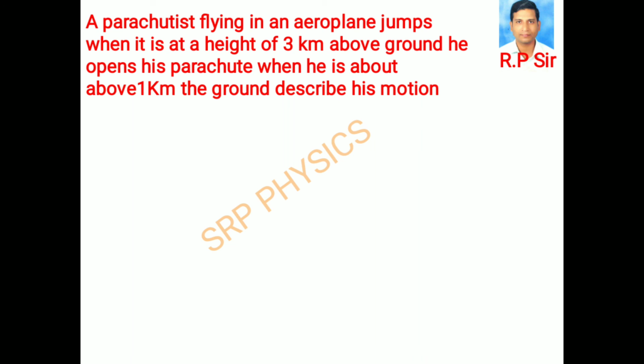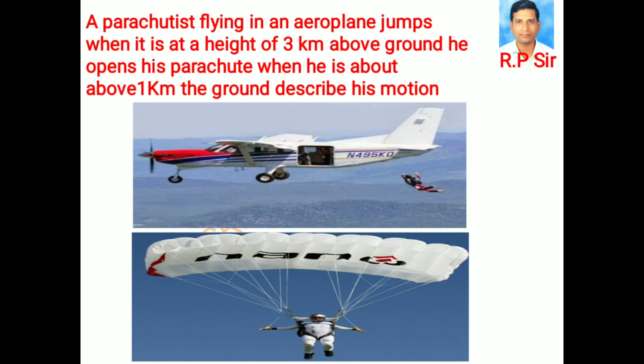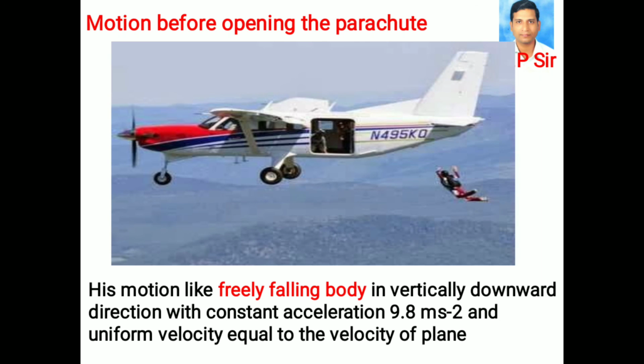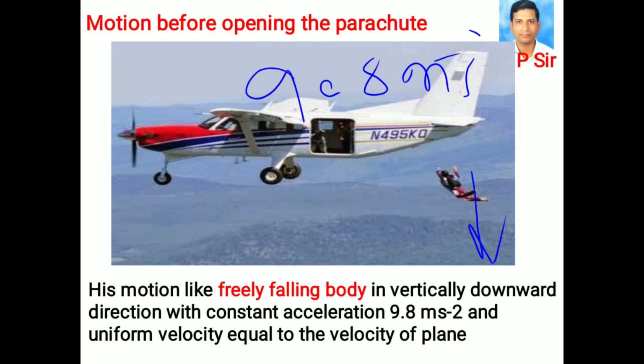Let us discuss one more question. A parachutist flying in an aeroplane jumps when it is at a height of 3 km above the ground. He opens his parachute when he is 1 km above the ground. Describe his motion. Motion before opening the parachute: his motion is like a freely falling body in vertically downward direction with constant acceleration 9.8 meter per second square, and his horizontal velocity is uniform, equal to the velocity of the plane.